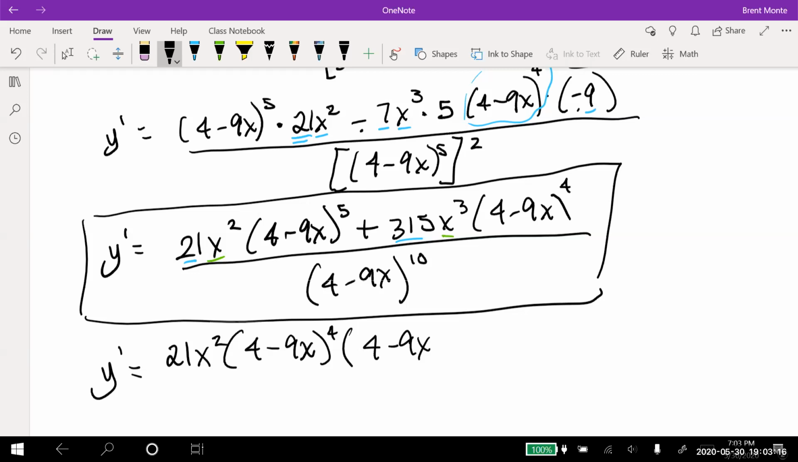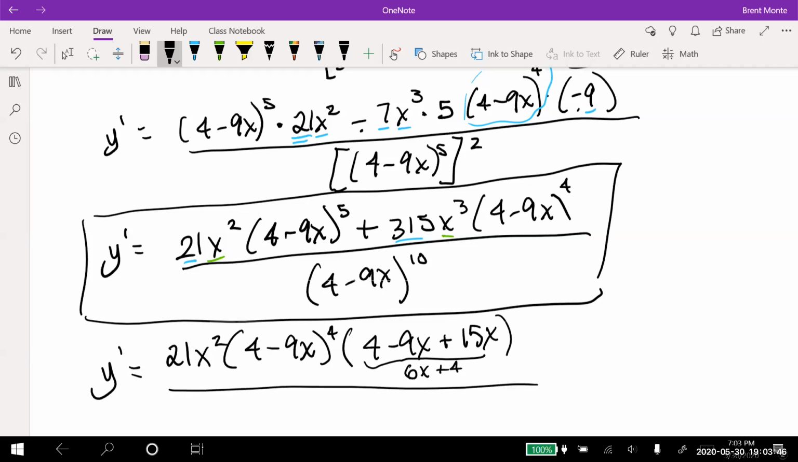When I factored the 21 out of the 315, I got 15. So I have plus 15. I factored an x squared from the x to the 3rd, so there's still 1 x left there. And that 4 minus 9x to the 4th is already factored out. So that's all that's left there. And this piece actually simplifies. The 15x minus 9x is 6x. So it's really 6x plus 4.